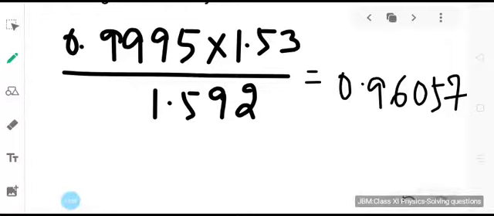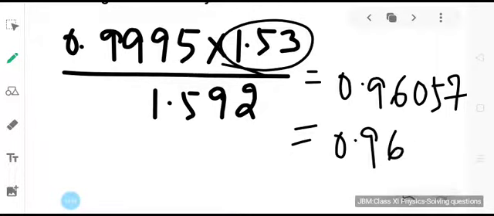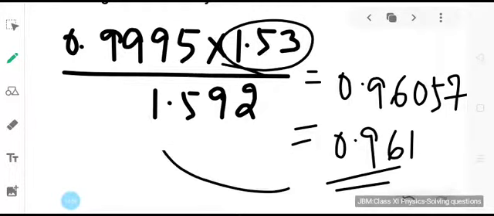In the case of multiplication and division, if you remember, the number of significant figures in the product or in the quotient is the same as the smallest number of significant figures in any of the factors. So in this case it is 1.53, which has 3 significant figures. So even in our answer there should be 3 significant figures. For that we need to round off. On rounding it off, you will get 0.961. So this will be the result for this calculation. Understood?